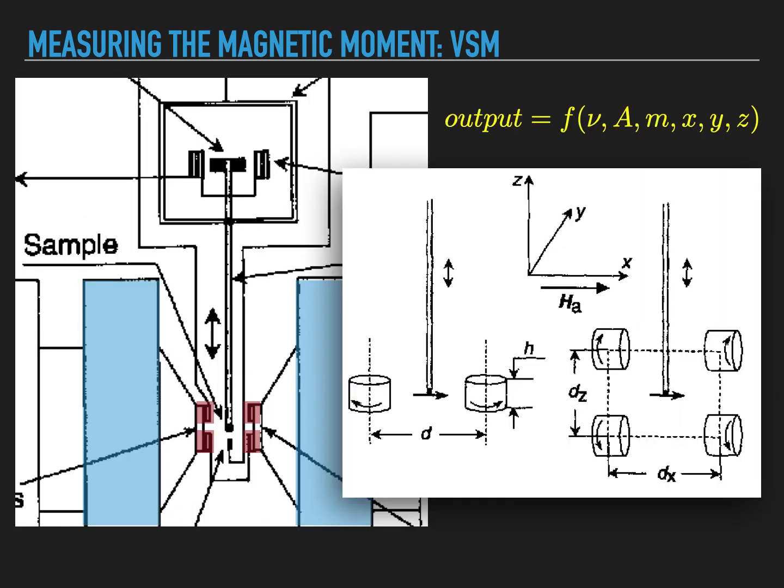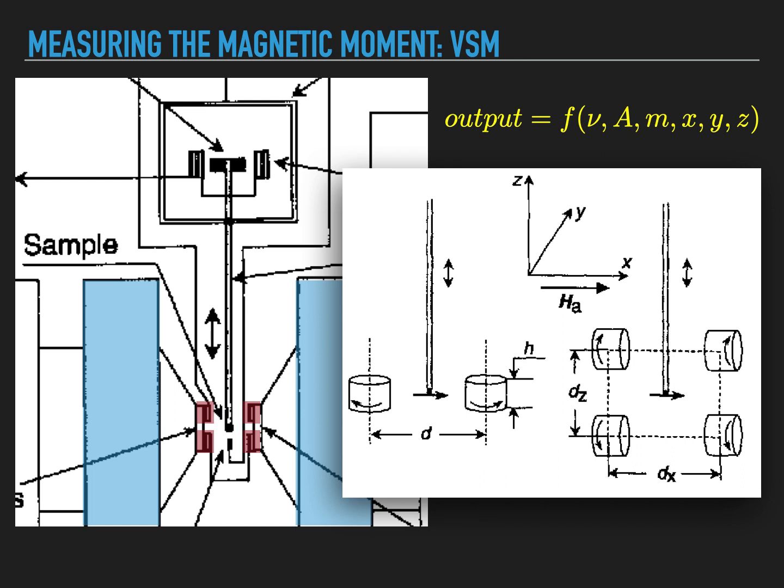How can a VSM measure the magnetic moment of the sample? Through the Faraday-Neumann-Lenz law, the law of induction. You have a magnetized object, your sample, that moves with respect to copper coils. Since it moves, there's a time variation of the linked magnetic flux in the coils, and this flux variation induces a voltage in the coils. You measure this voltage, and through suitable calibration you know the magnetic moment.